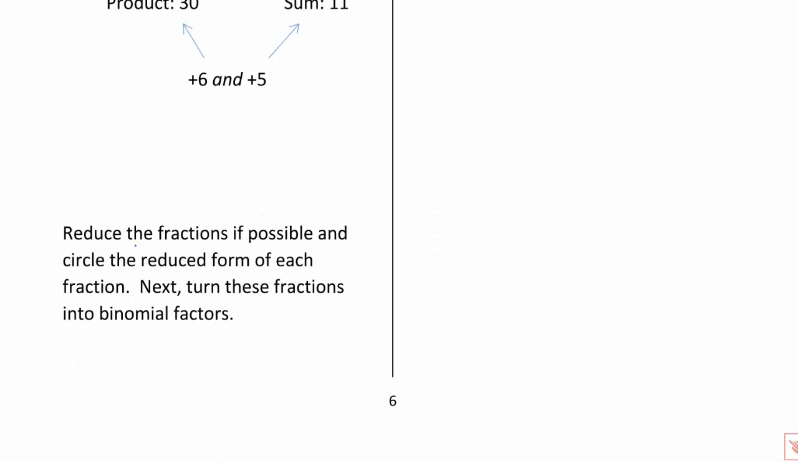Now notice that it says down here, reduce the fractions if possible, and circle the reduced form of each fraction. Next, turn these fractions into binomial factors. Basically, that's telling you to do exactly what I just did.